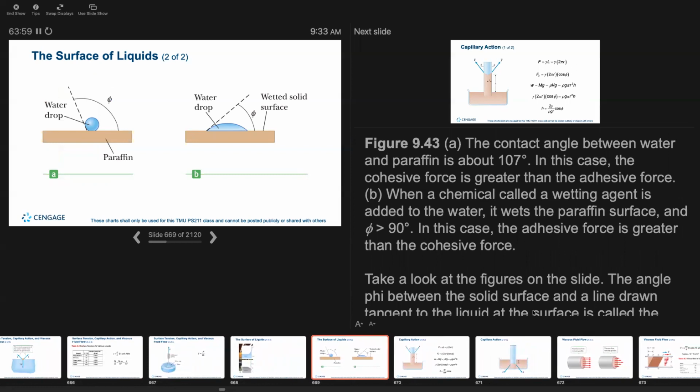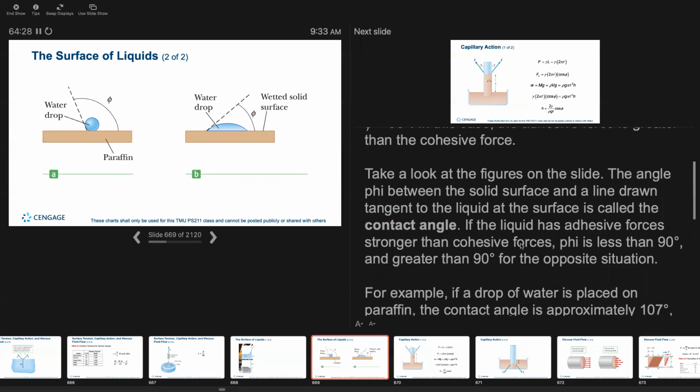So in this figure, the contact angle between the water and paraffin is about 107 degrees. In this case, the cohesive force is greater than the adhesive force. And in another case here, when a chemical called a wetting agent is added to the water, it wets the paraffin surface, and phi is less than 90 degrees. In this case, the adhesive force is greater than the cohesive force. So let's talk about this a little bit more.